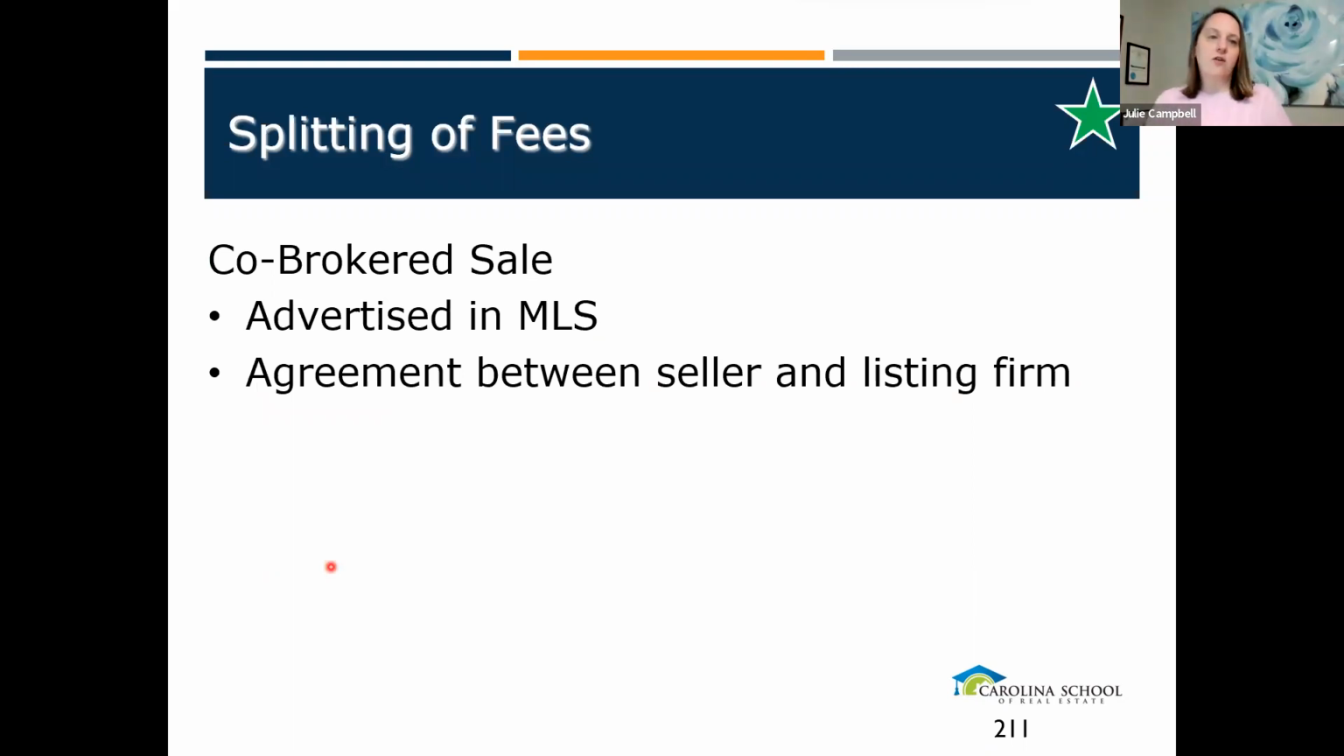A co-brokered sale is two firms working together, cooperating. So ABC has the seller, XYZ Realty has the buyer. The commission that the listing firm is offering the selling firm is advertised in MLS. It doesn't go out to the public sites. It's something that only members can see. So as the agent, when your buyer says, I want to see 123 Main Street, when you pull up 123 Main Street in the MLS, you can see how much commission the listing firm is offering you.